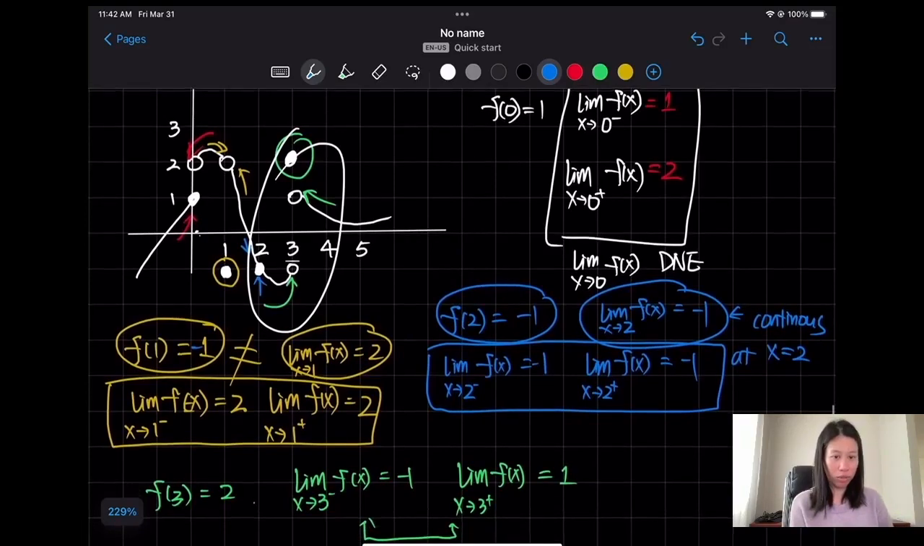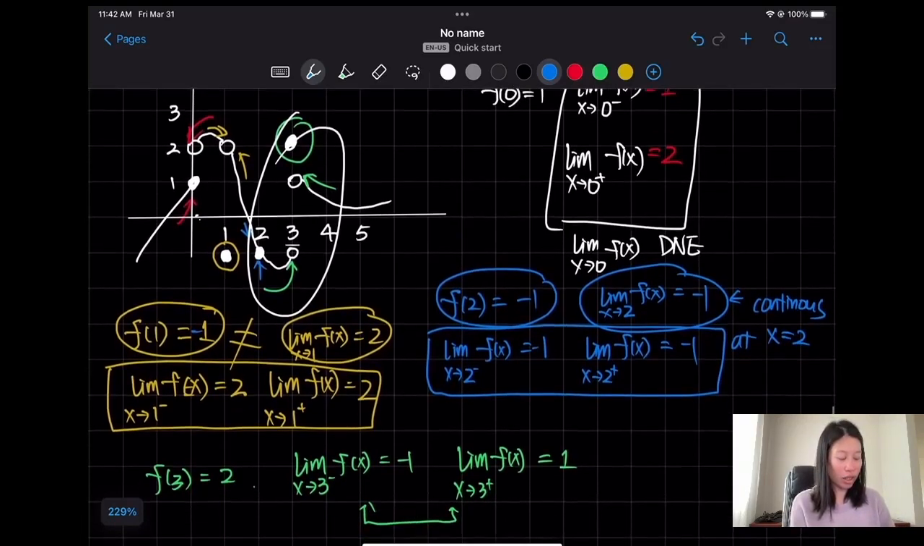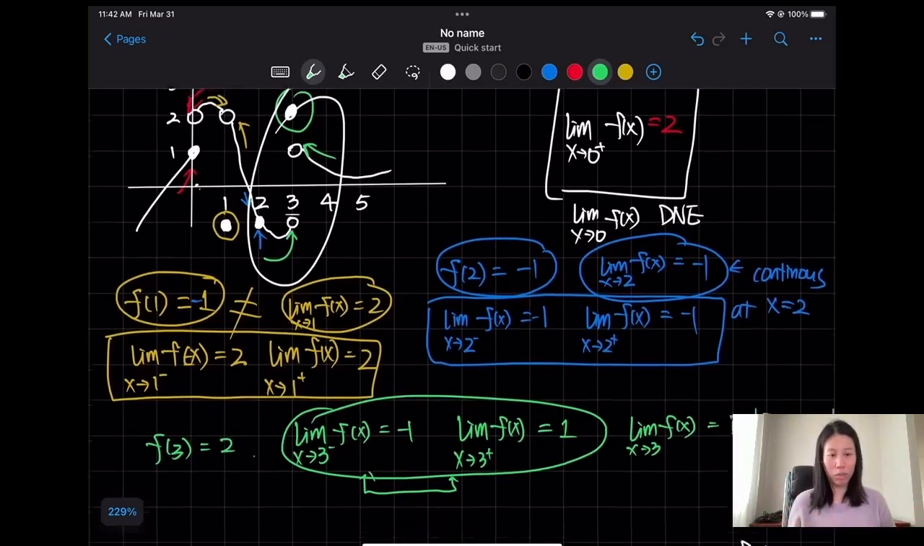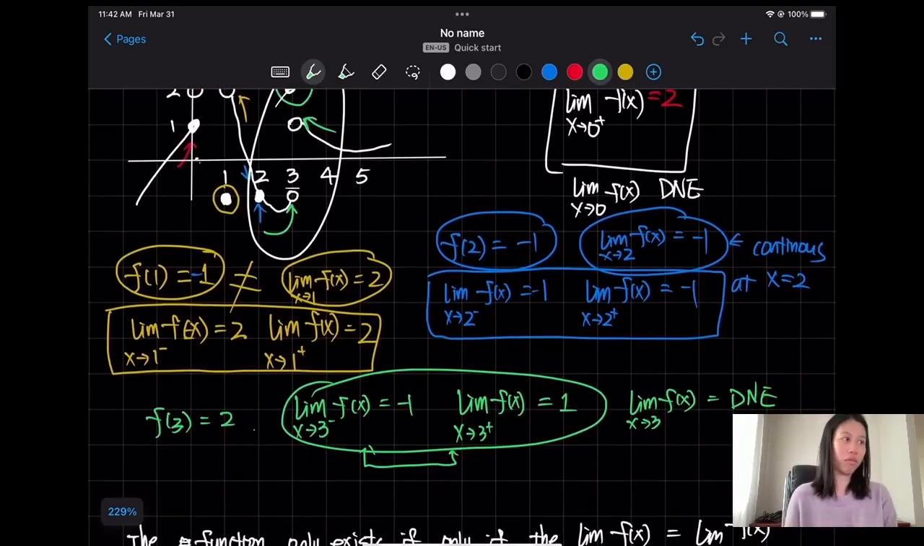Okay, last one. Again, the left limit and the right limit are not equal. So that means the limit as x approaches 3 doesn't exist. If the limit doesn't exist, we don't need to discuss continuity.